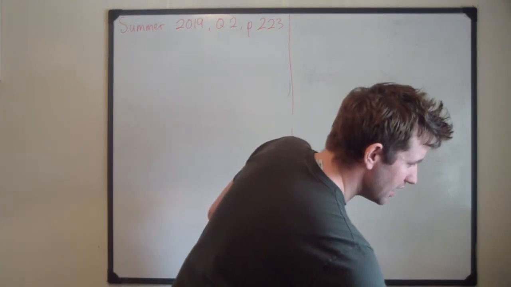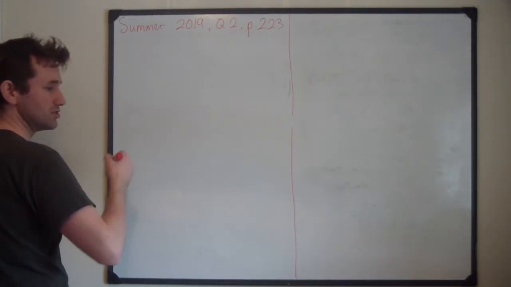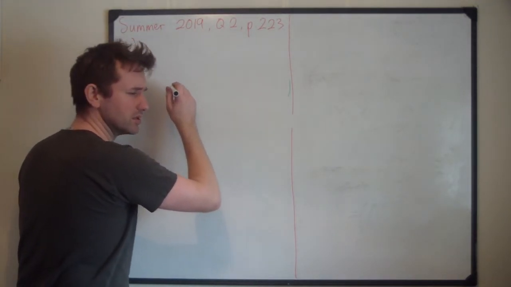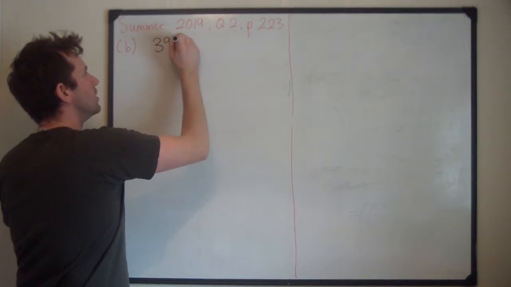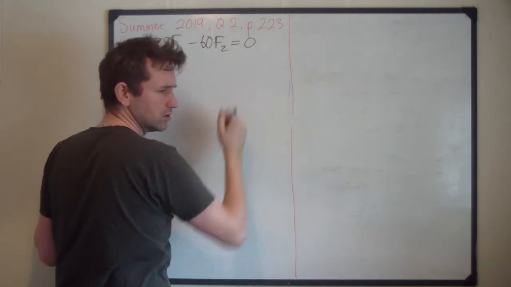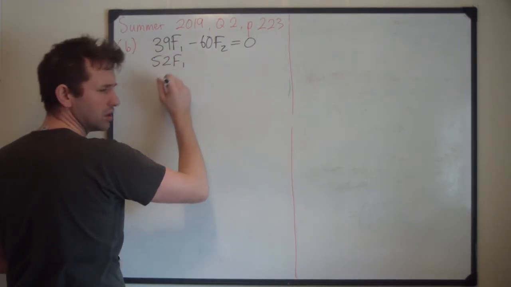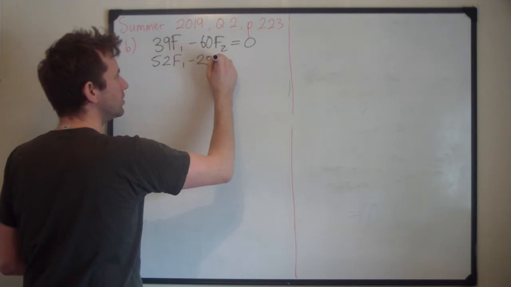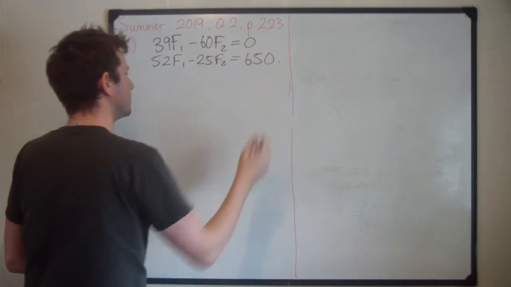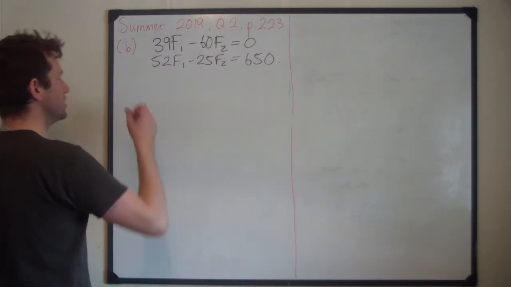And it says that the two magnitudes of the forces satisfy simultaneous equations, which are given as 39F1 minus 60F2 equal to 0. So I think they're the forces in the vertical. And then 52F1 minus 25F2 equal to 650, which is the sum of the forces, I think, in the horizontal direction. The question is, write this as a matrix equation.